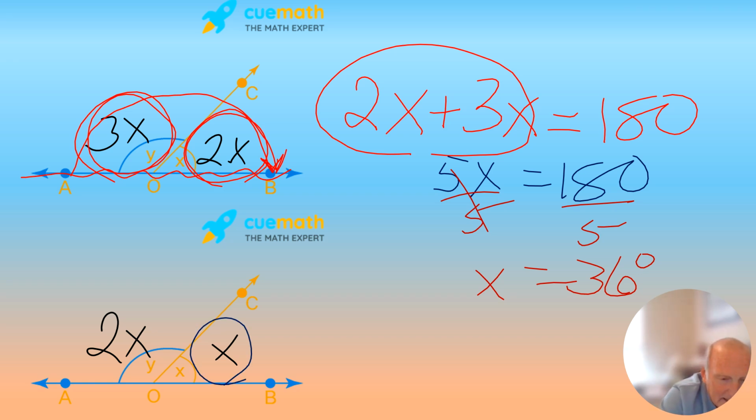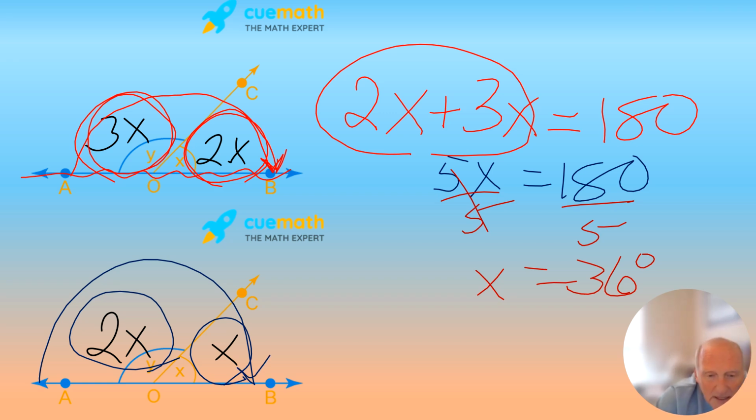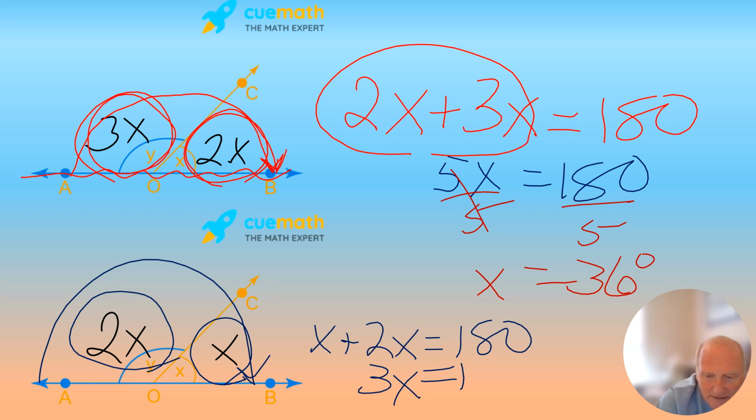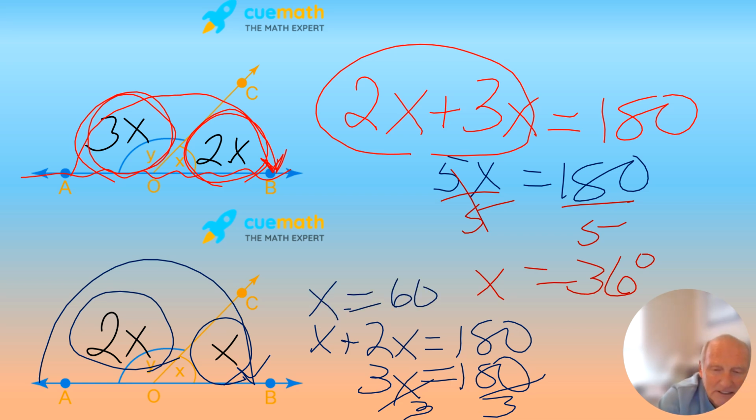This time I have an x and a 2x that add up to a straight line. So an x plus a 2x equal 180. Get your x's together. 3x equals 180. Divide each side by 3. You know what x equals? 180 divided by 3 is going to be 60 degrees.